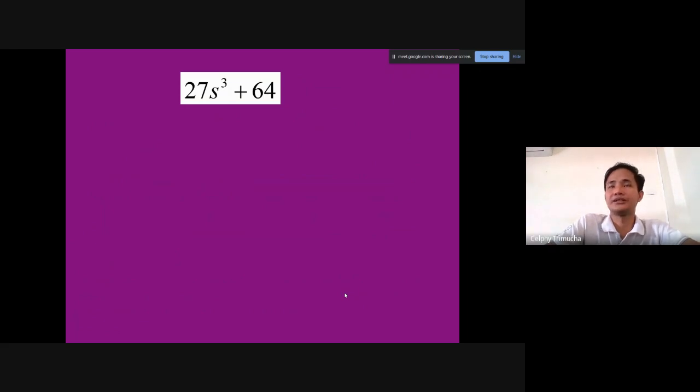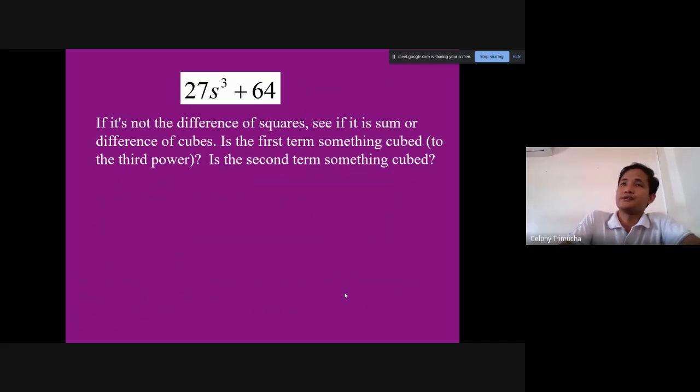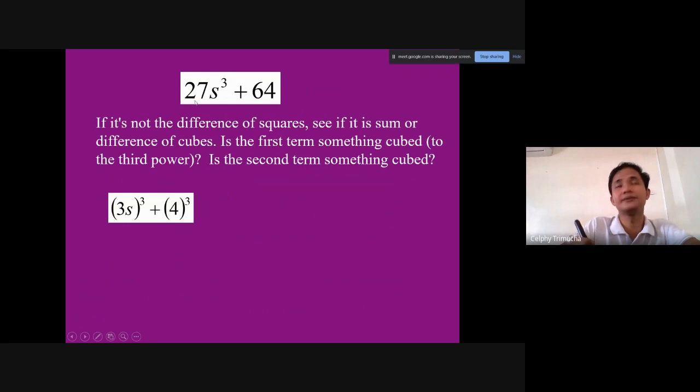How about this one? We have a cube. The first term, or the highest exponent, is a cube. So if it's not a difference of squares, see if it is a sum or difference of cubes. Is the first term something cubed, or raised to the power of 3? Is the second term something cubed? Okay, let's check. 27s cubed is a cube. Can 27 be cubed? Yes.